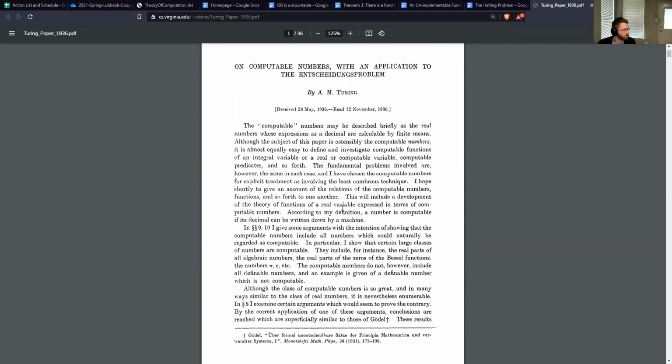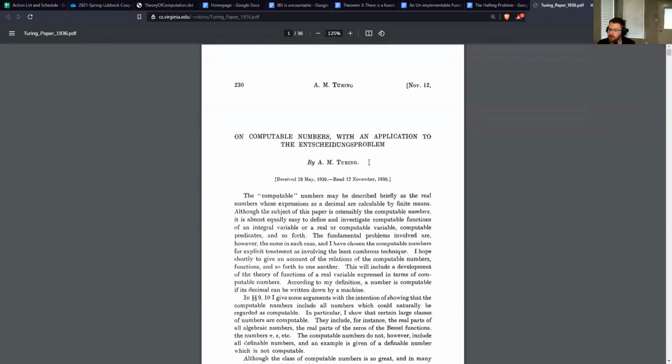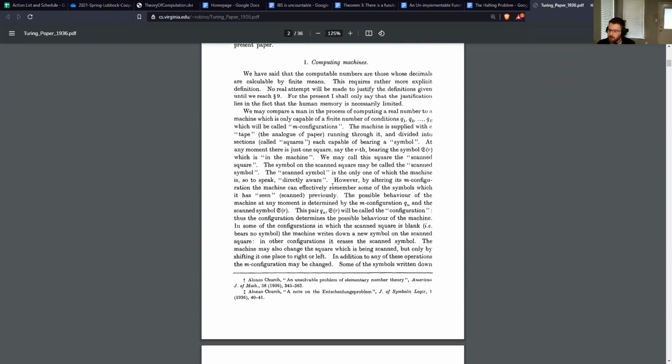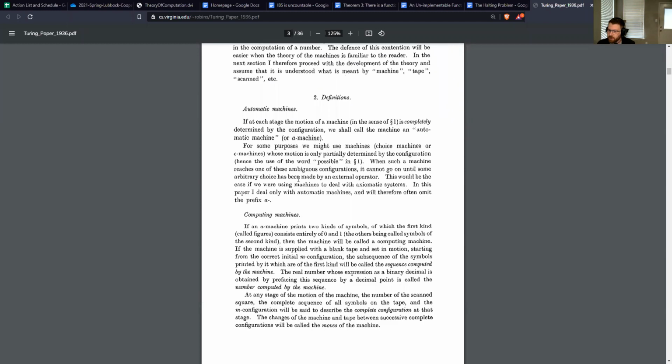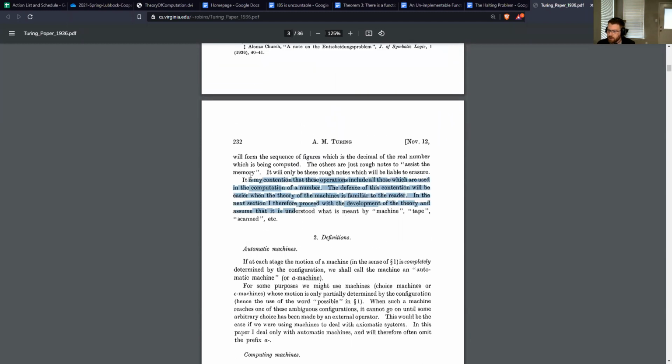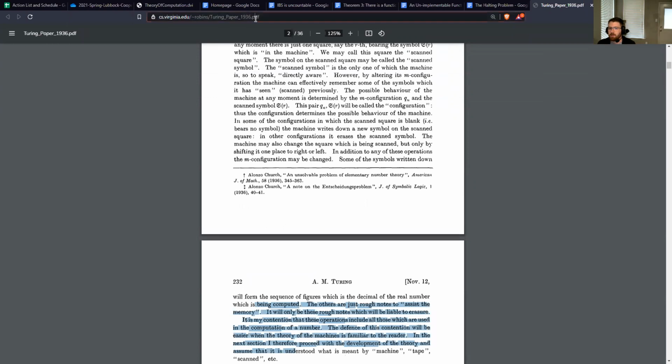I recommended that book, The Annotated Turing, and I'm going to assign some reading for the weekend. I want everybody to read the introduction section. So that's page 230, 231, and 232, I believe. Yeah, all the way through this section here. I'm putting the link. You can find this paper everywhere, but there's a link to it.